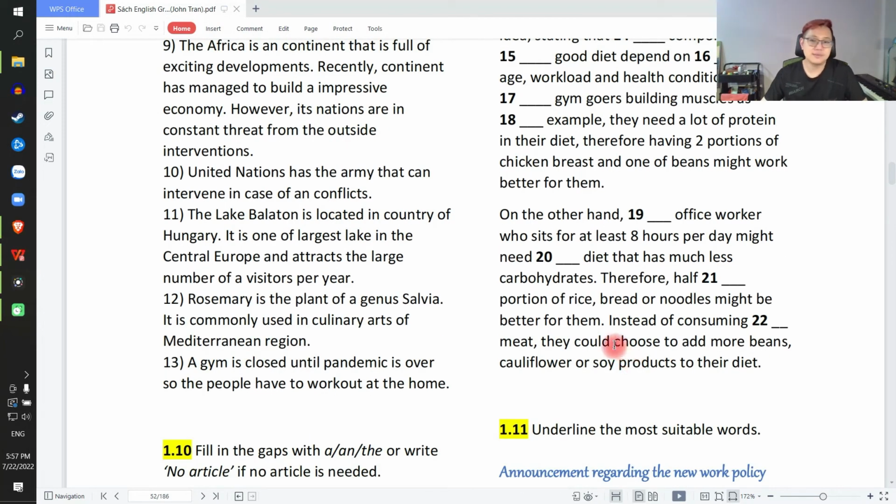Number 19, it's on the other hand, an office worker who sits for at least 8 hours per day. So now we want to talk about one office worker. So an office worker. Chỗ này muốn nói về một cái người làm việc văn phòng. An office worker. Các bạn nhớ là người làm văn phòng là office worker chứ không phải là officer nha. Officer là sĩ quan làm việc cho công quyền, chính quyền. If you work for the government, you are called an officer. But if you work in the office only and you don't work for the government, you are only an office worker. Remember that.